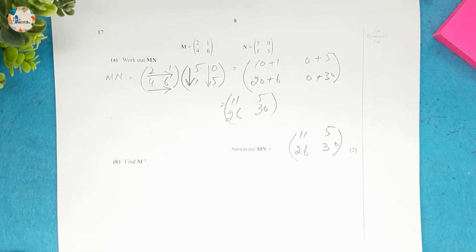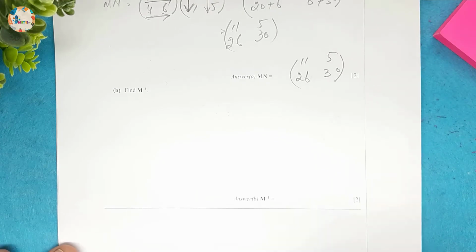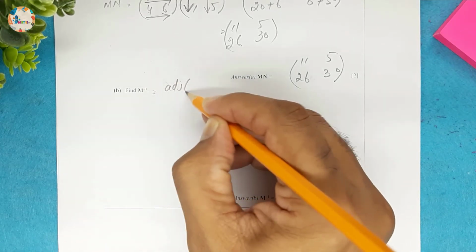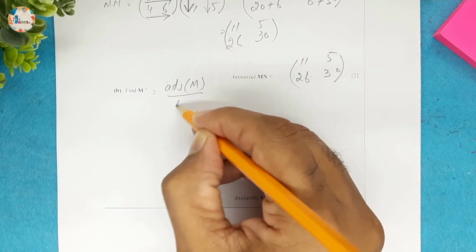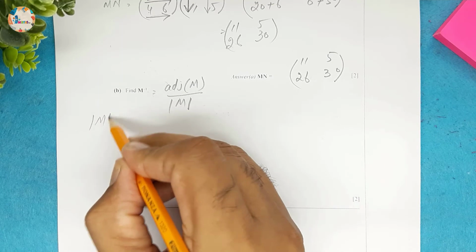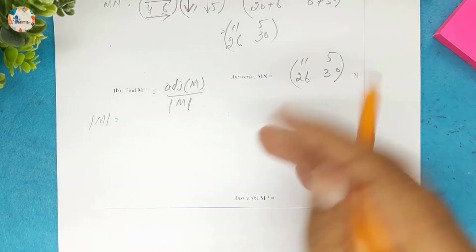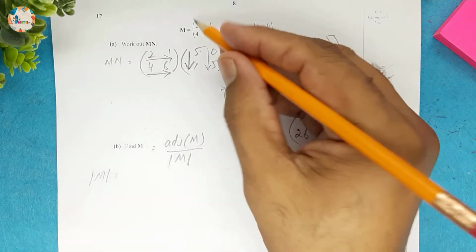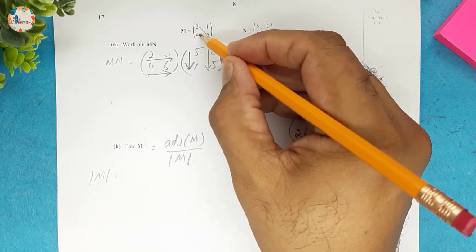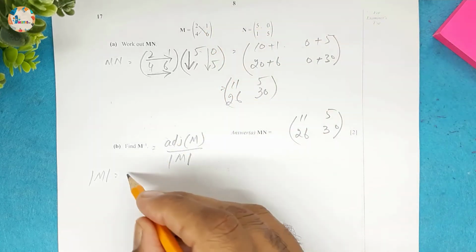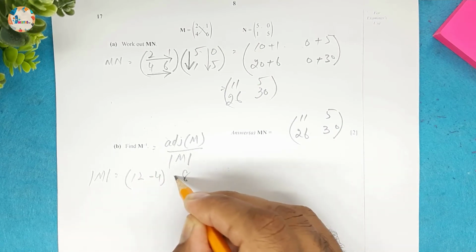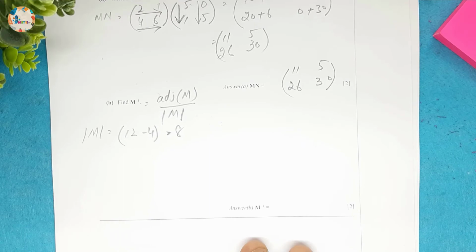Now they're saying find M inverse. M inverse we know is equal to adjoint of M over mod M, and we will find mod M. For example, M is over here, so this multiplied by this and minus this multiplied by this, so this will be 12 minus 4, which is equal to 8. So mod M is 8.